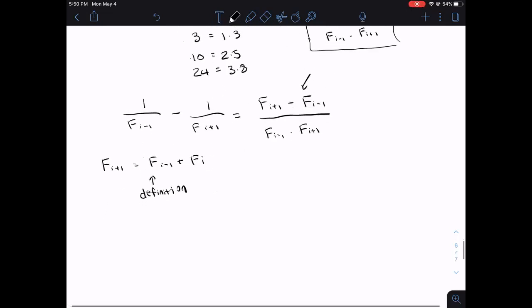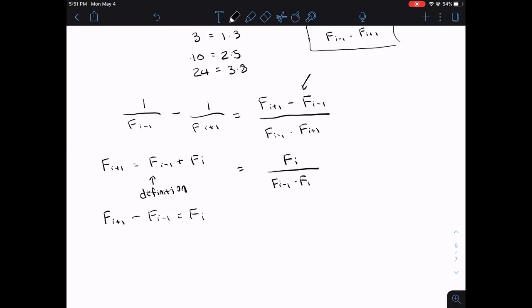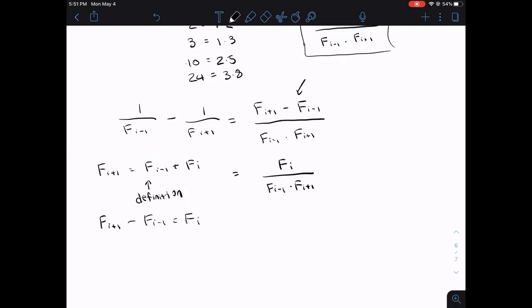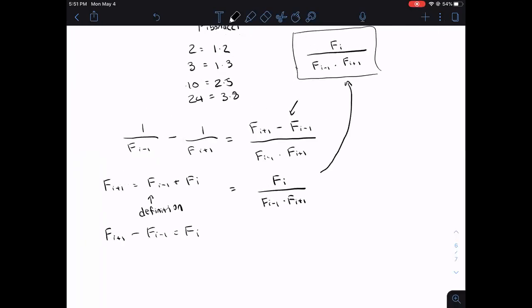If we manipulate this equation, f_{i+1} minus f_{i-1} is f_i. So this is equal to f_i over f_{i-1} times f_{i+1}. And we notice that these two are equal, so that means this equation is indeed correct.